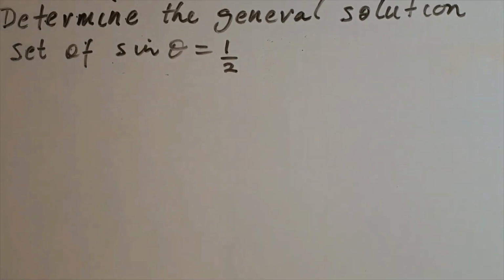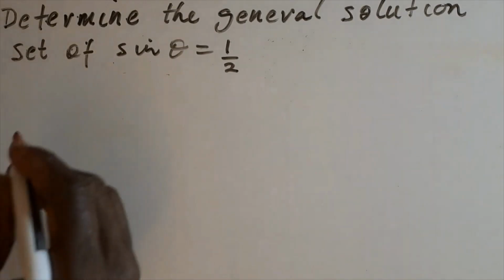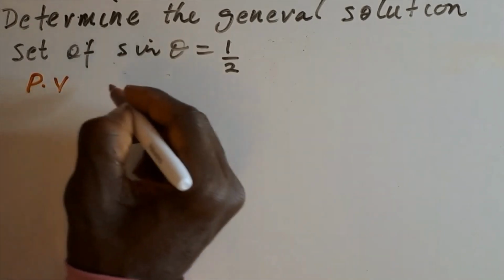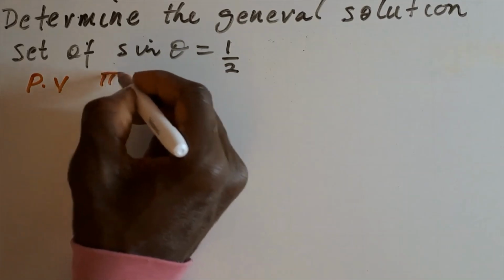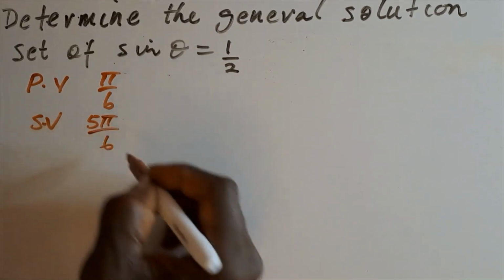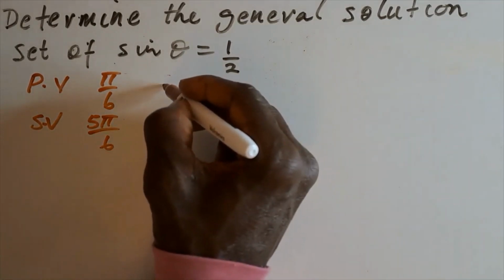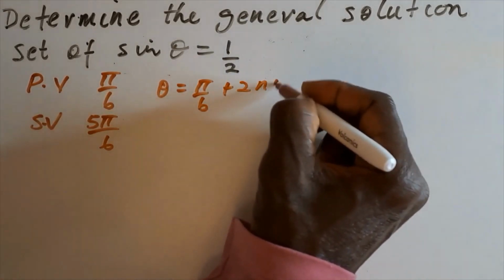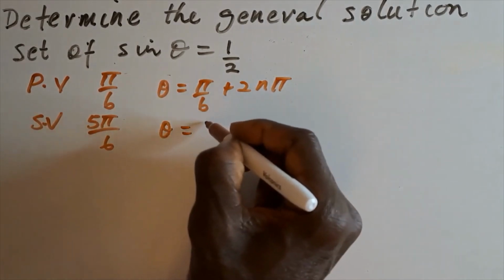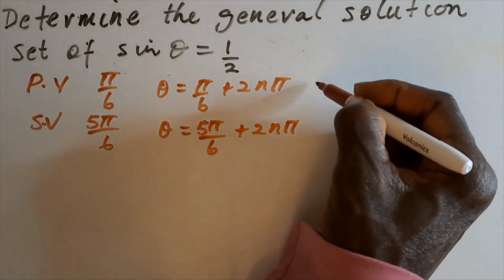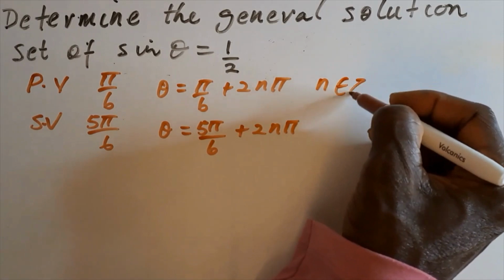Hello, here's a problem I tackled yesterday and published on my channel. The result was the principal value being pi over 6 and the secondary value being 5 pi over 6, and the results were produced as theta equal to pi over 6 plus 2n pi and theta equal to 5 pi over 6 plus 2n pi, where n belongs to the set of integers.